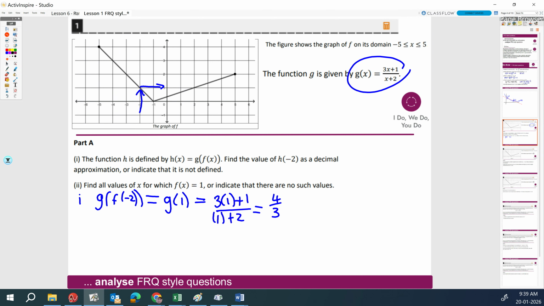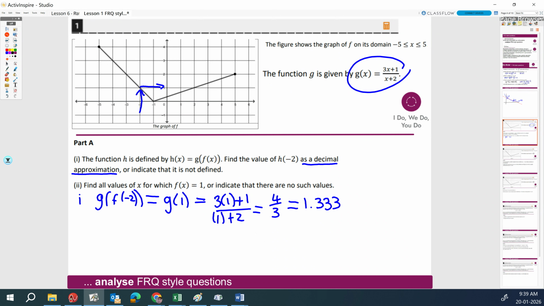Now, it says here in the question, read the question carefully. We have to give it as a decimal approximation. So if it tells you you have to give it as a decimal approximation, giving the exact answer will not be sufficient to get the point. You will not get the point for 4 over 3, even though that's a better answer. It's asking for this as a decimal approximation, and we have to write it to 3 decimal places.